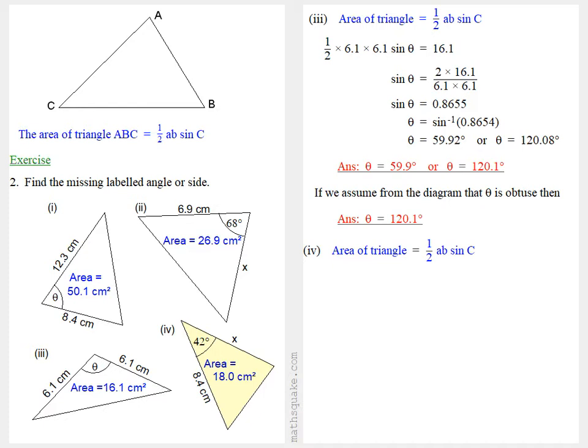Now in part 4 we have the area of a triangle is a half AB sine C, but this time one of the sides is missing. So putting things into the equation, we have a half times 8.4 times x times sine of 42 is 18.0. Well, if we multiply by 2 and divide by 8.4 times sine of 42, we have x is equal to 2 times 18.0 on the top and 8.4 times sine of 42 on the bottom. So x works out to be 6.4049. So rounding it off, we get x is equal to 6.4 centimetres.